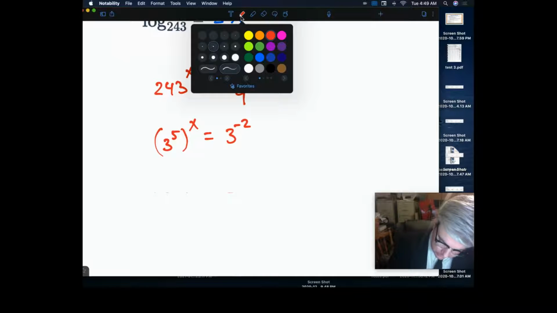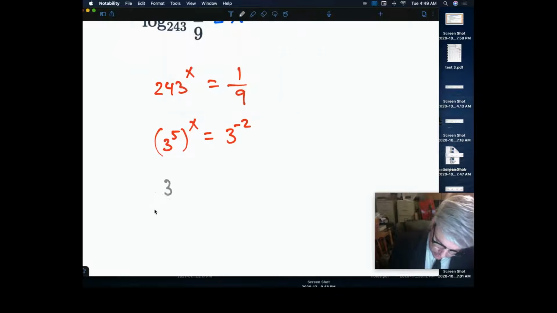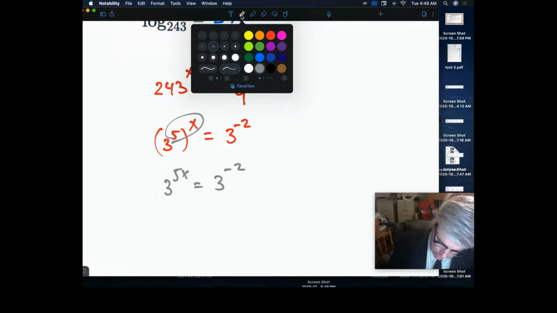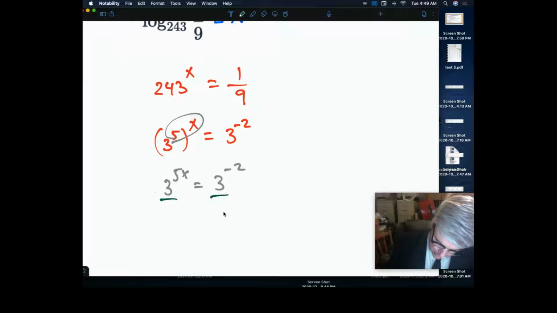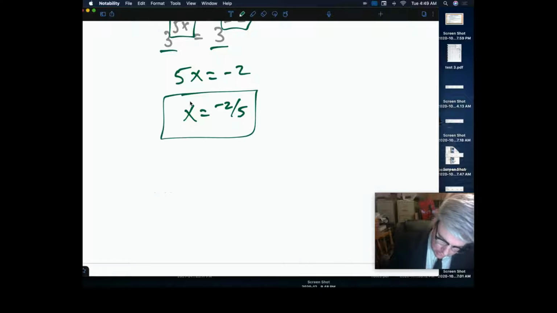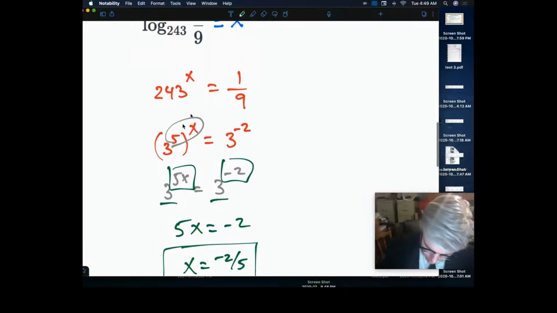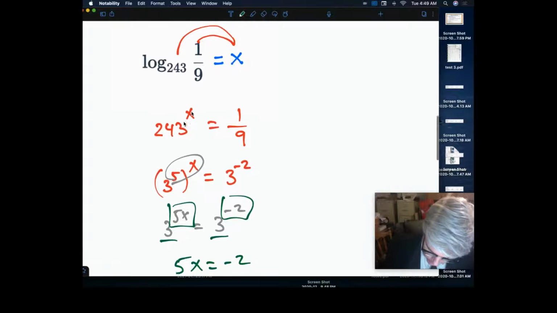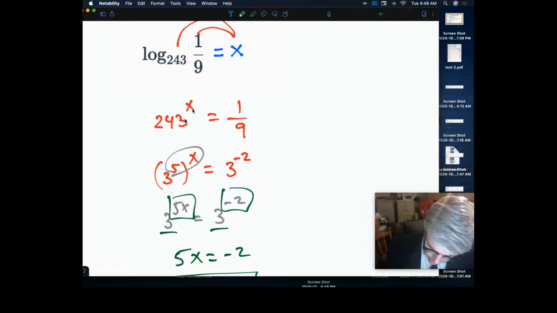And so I can say 3 to the 5x, because when you raise something to another power, you multiply, equals 3 to the negative 2. And because the bases are the same, the exponents are the same. So 5x equals negative 2, and x is negative 2 over 5. And there's my answer. By the way, with all of these, you can always take the answer and substitute it back in to see if it's true.